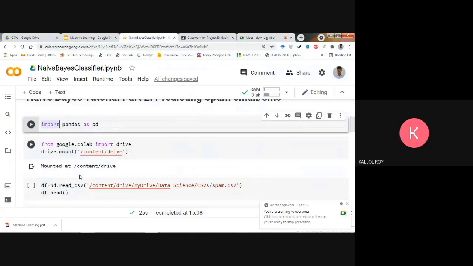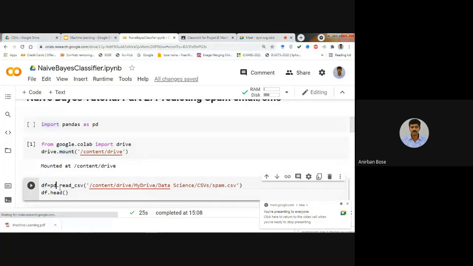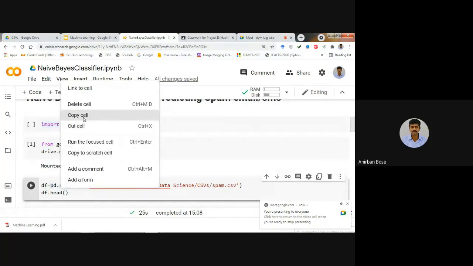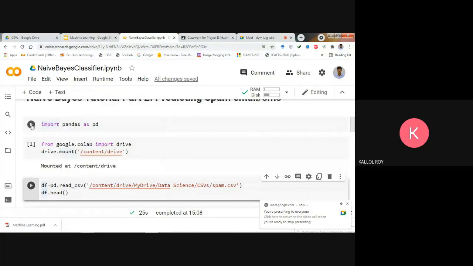Sir, this is the very start. Just before loading the file, because there you are using pd, no? Yes sir. So just before that you use that. Okay sir, the drive is mounted.